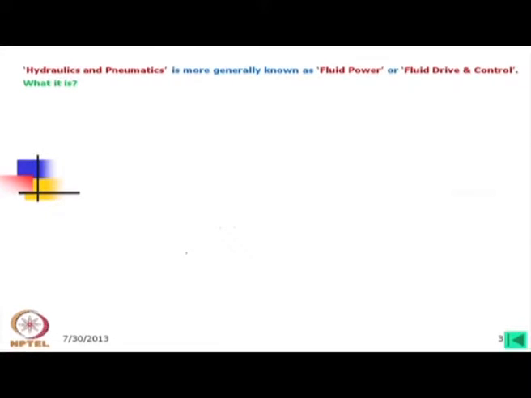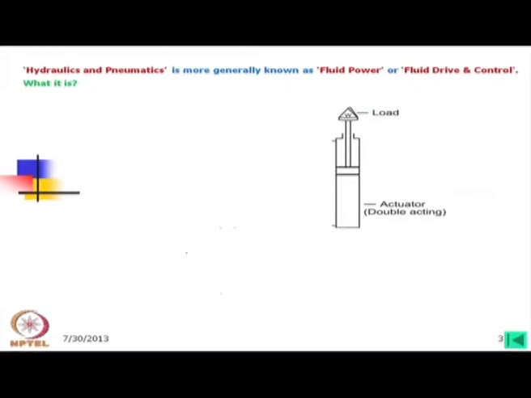Hydraulics and pneumatics is more generally known as fluid power or fluid drive and control, but let us know what it is. Consider a load which is to be lifted to a height. There are many other mechanical means, but we can think of an actuator which is piston cylinder. We can put it vertically, and on the piston end we can put the load which can be lifted by means of lifting the piston through fluids.